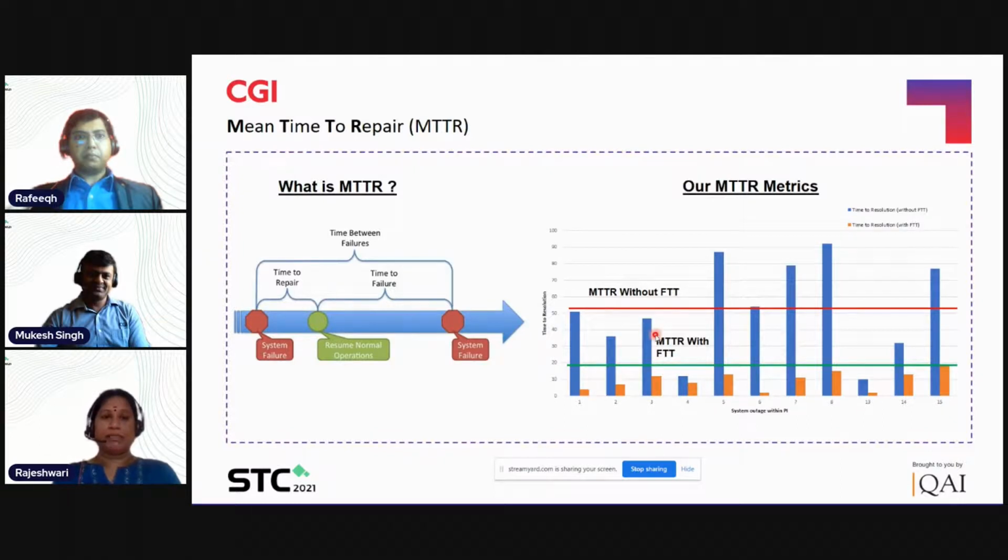The next one is mean time to repair. This benefit is also integrated with the tightened feedback loop. So when there is a failure with the system, we can immediately go and identify the root cause of the problem, and then we can fix it. With that, the time between the failures is greatly reduced. As you can see in this metric, the MTTR with FTT and without FTT, we have reduced the mean time to repair by more than 60% using this FTT.